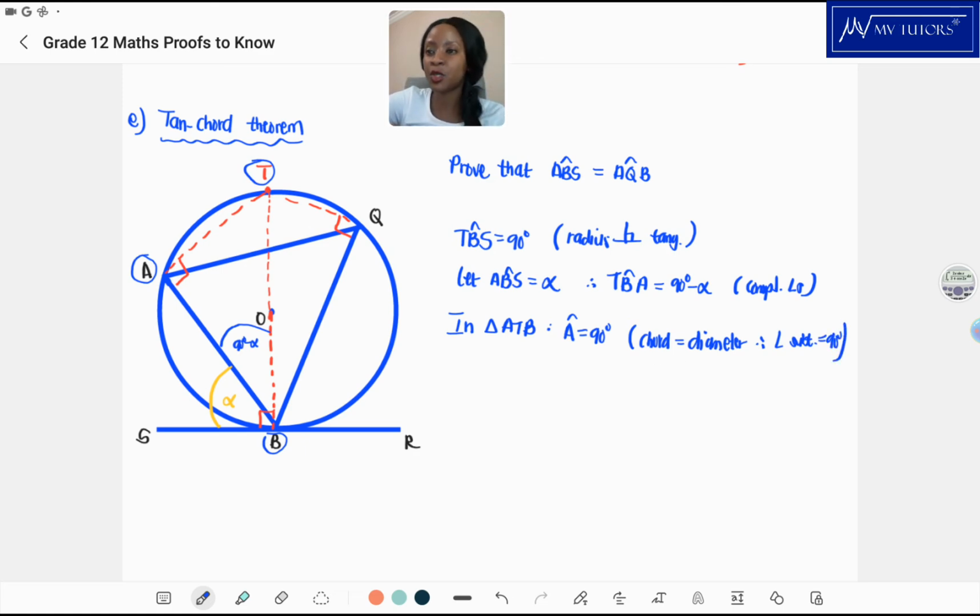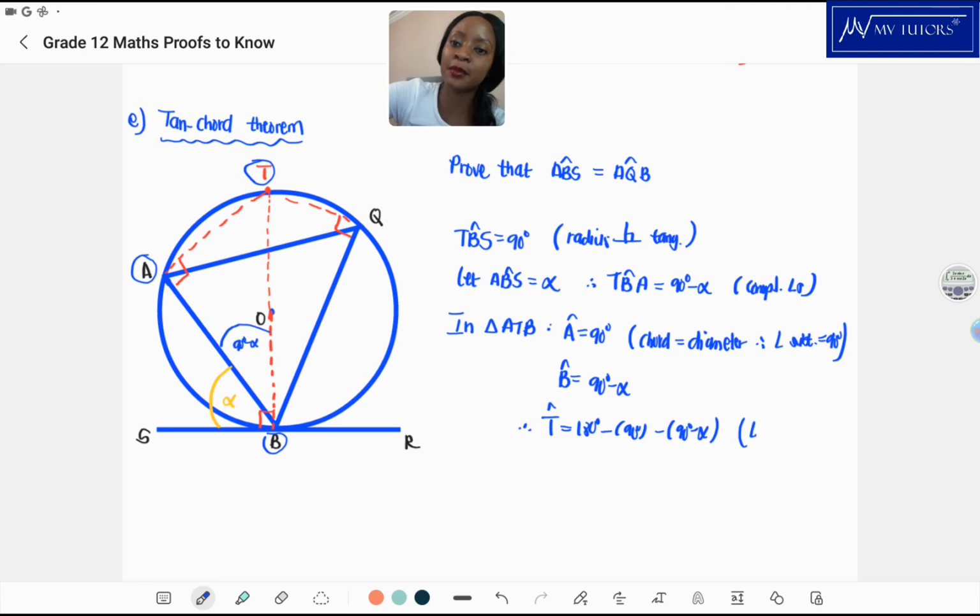So we know that A, and we know that B, we've already said it, B is actually equal to 90 minus alpha. Okay, so therefore, what would T be? T would be 180 minus 90, minus 90 minus alpha, and that is due to the sum of angles in a triangle. So the sum of angles in a triangle is equal to 180 degrees.